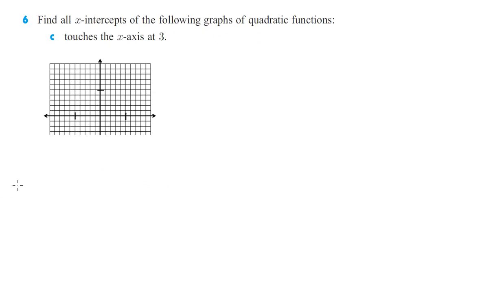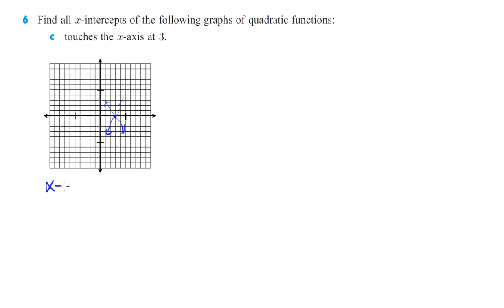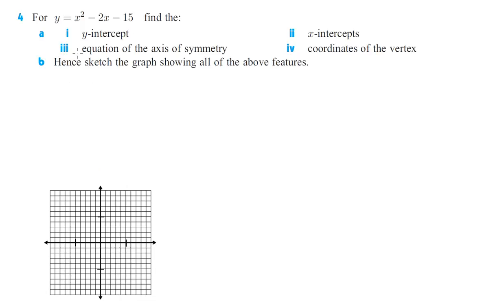Okay? All right. C touches the x-axis at 3 right here. So we don't know if it's going to go up like this or down like that. We really don't know, but if we're just trying to find the x-intercepts, it doesn't really matter. We know that the only x-intercept is going to be at x equals 3 right here. That's the only spot that it's going to hit. Okay? Last one, number 4.